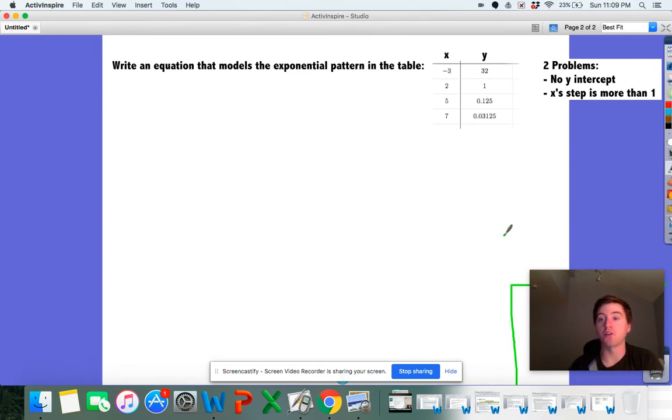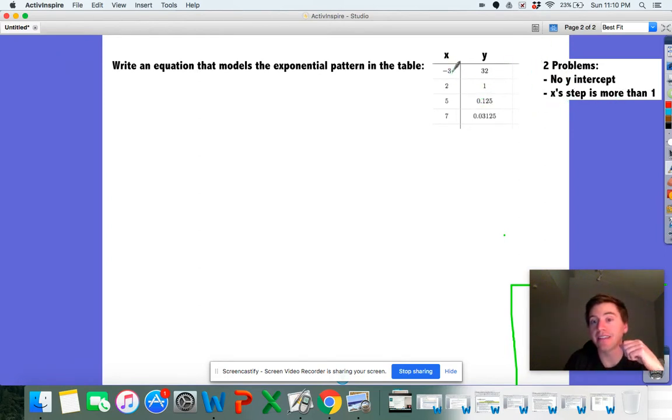Those two problems are that there's no y-intercept. How do I know that? None of those points is where x is 0. That's where the y-intercept is, right? That's where the y-axis is when x is 0, so I don't have it. So I don't know what a is. I can't just start out by saying this one's a because it doesn't say.